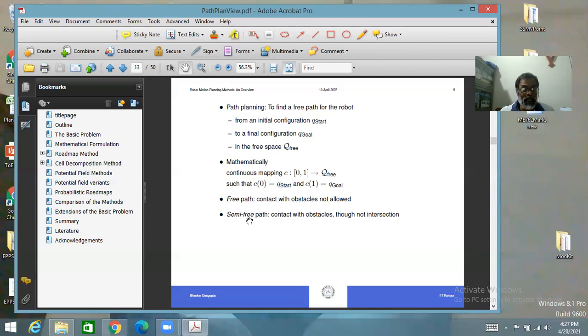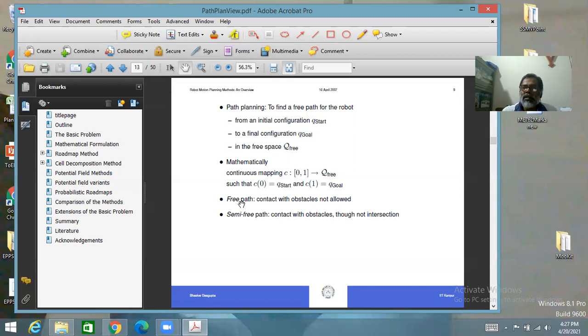Then some methods operate by finding semi-free paths which contact the obstacles. And those methods are otherwise useful. So now you say, but what if I am using a method which gives me a semi-free path, but my application does not allow contact, which demands a free path? Even that is very simple. That's not a very great problem.